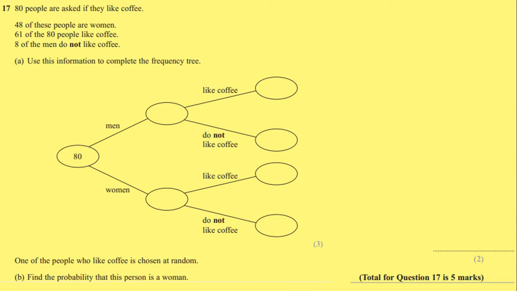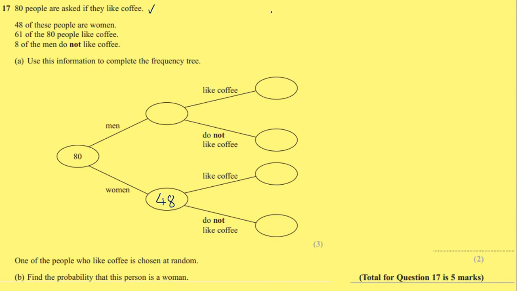80 people are asked if they like coffee. 48 of the people are women. The remainder are men. 61 of the 80 people like coffee. 8 of the men do not like coffee. Use the information to complete the frequency tree. Okay, so we've got 80 people asked if they like coffee. 48 of the people are women.